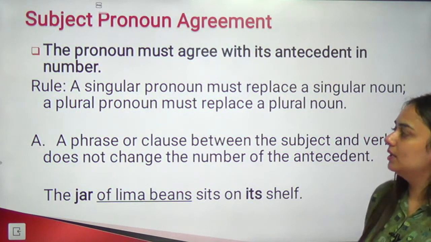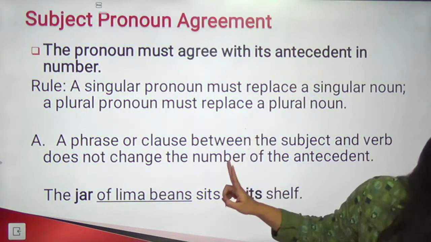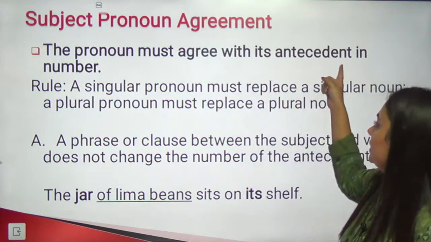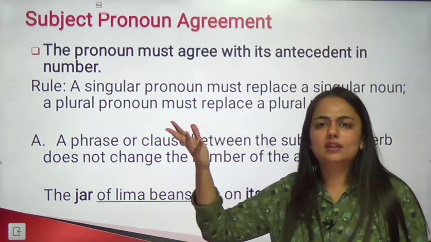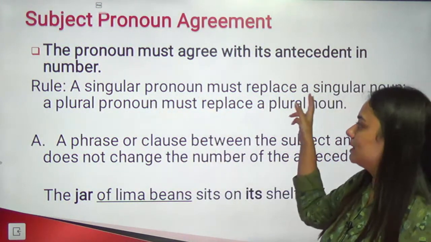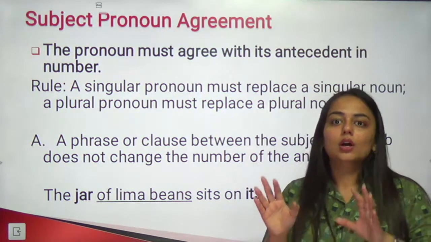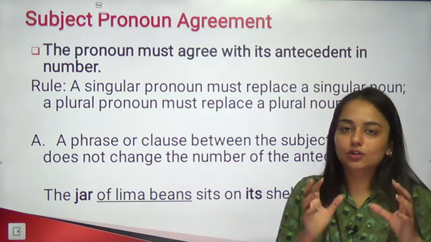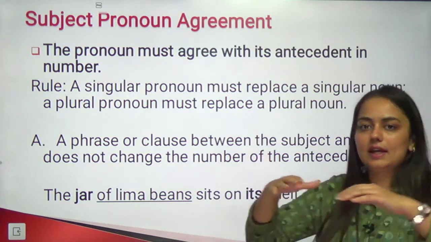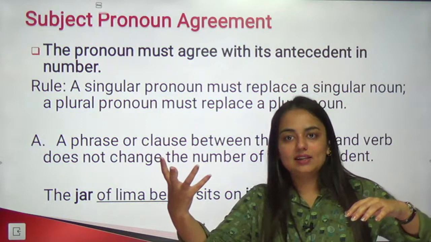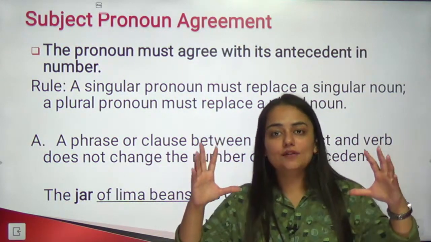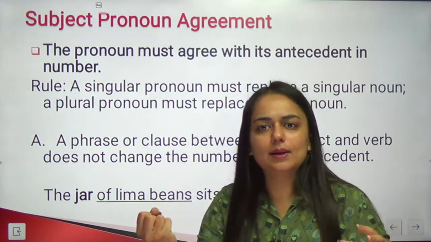Subject pronoun agreement, the second topic that we are to discuss. The pronoun must agree with its antecedent in number. Antecedent is the noun जिसकी जगह पे हम pronoun को use करते हैं. Rule is a singular noun must be replaced by a singular pronoun. A plural noun will be replaced by a plural pronoun. A phrase or a clause in between the main noun and the pronoun doesn't change anything. चाहे उनके बीच में कितने ही word हो, कितने ही phrases हो, just identify the subject and see the pronoun used for it.